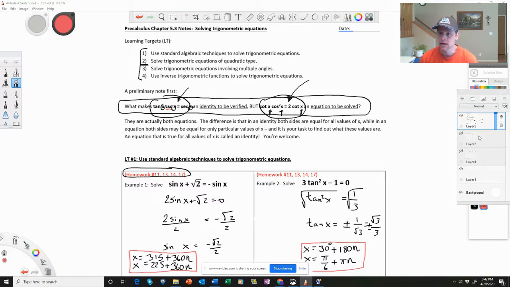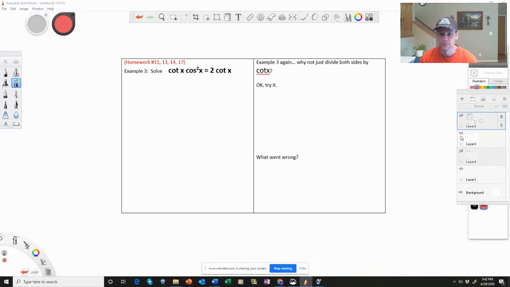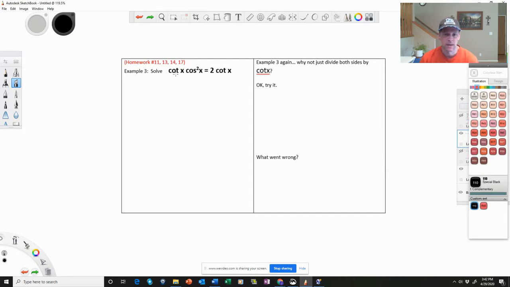Let's take a look now at some that are a little bit more difficult. And this guy right here. This one has a cotangent, and it has a cosine squared, and it has another cotangent. So it's kind of like, what in the world am I going to do with this? I will tell you, please resist the temptation of dividing both sides. It is tempting to do it, but don't. I'll show you why in a second.